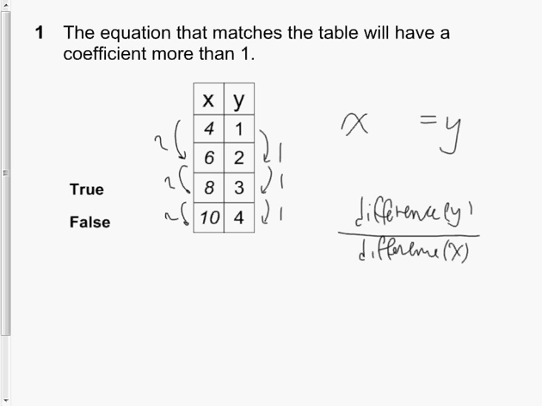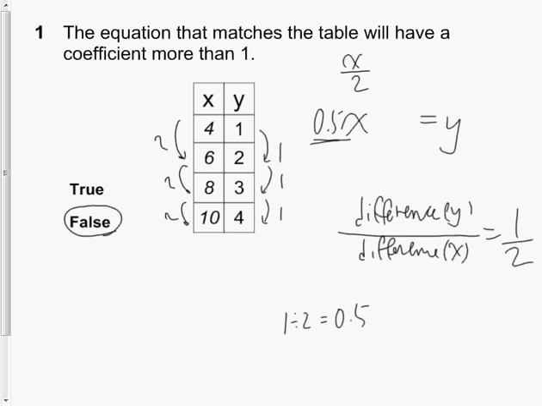So the difference in y is 1. The difference in x is 2, which means 1 divided by 2. If I use my calculator, 1 divided by 2 would be 0.5. So my coefficient is 0.5x, or I can also think of it as half of x. I don't need to find the constant because the question is just true or false. The coefficient will be more than 1? Since it's 0.5, we know the answer is false. The coefficient is less than 1.